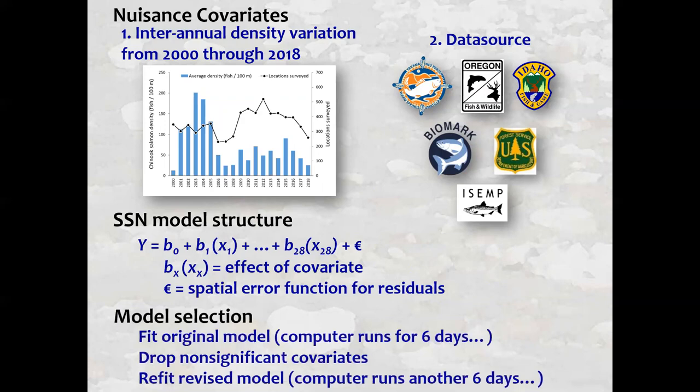And then model selection, basically just a three-step process. We fit the original model with the full set of covariates. Because these are large data sets and these SSN models are computationally fairly complex, it took about 6 days for a big workstation to run that original model fit. And so after we got the results back from that, we looked at the significance of the variables, dropped those that were not significant, and then refit the model using that reduced set of covariates. And then we twiddled our thumbs for another 6 days while the model fit again, and we got a final set of results.